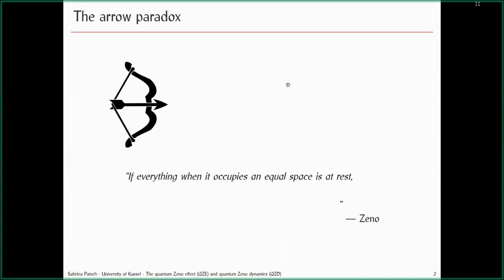One of the famous paradoxes is the arrow paradox, which is also related to the quantum Zeno effect. It goes like that: he assumes there's an arrow and you shoot it. He says that everything, when it occupies an equal space, is at rest. It means you have an object occupying this part of the space, and as long as it occupies this part of the space, it cannot move.